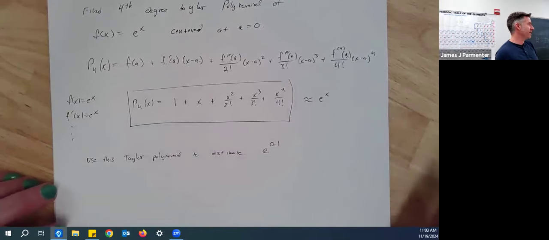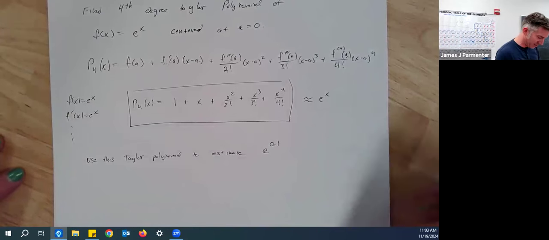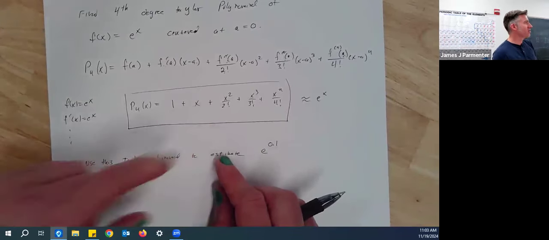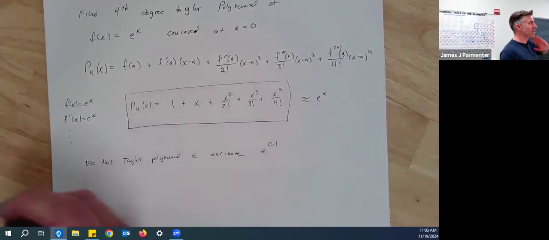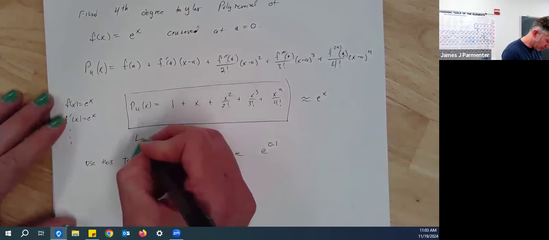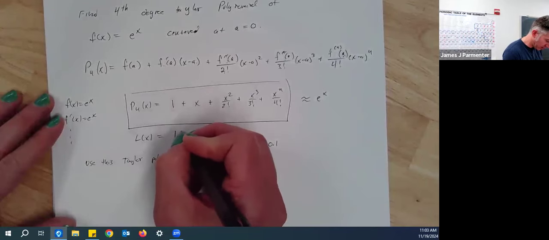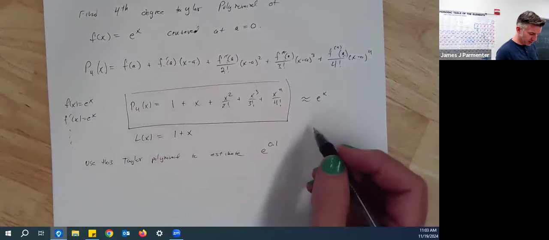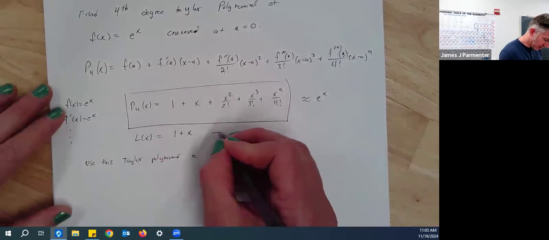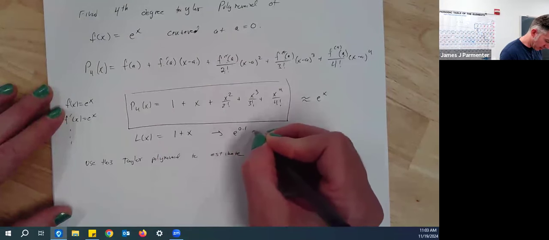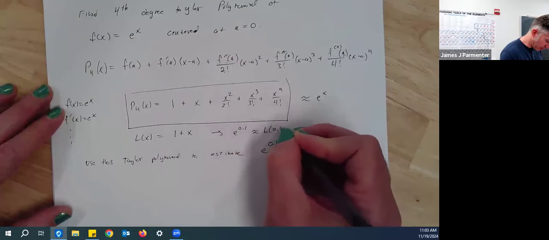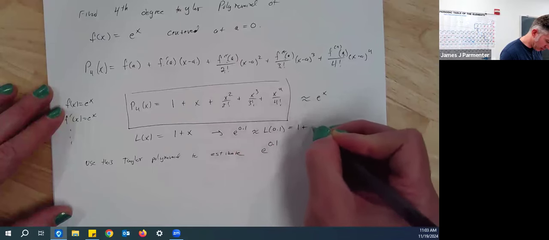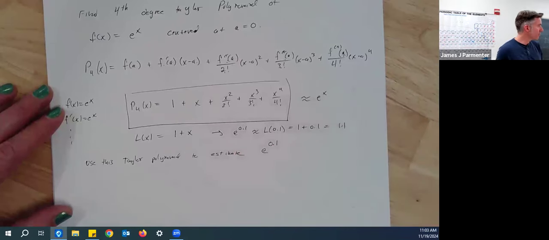Well, it's not a linearization, right? Linearization would stop right there. So actually, good point. If we were just asked to do the linearization, our linearization would just be the first two terms here. And if we were using a linearization to estimate e to the 0.1, we would get that e to the 0.1 is approximately L of 0.1, which would be 1 plus 0.1, which is 1.1.